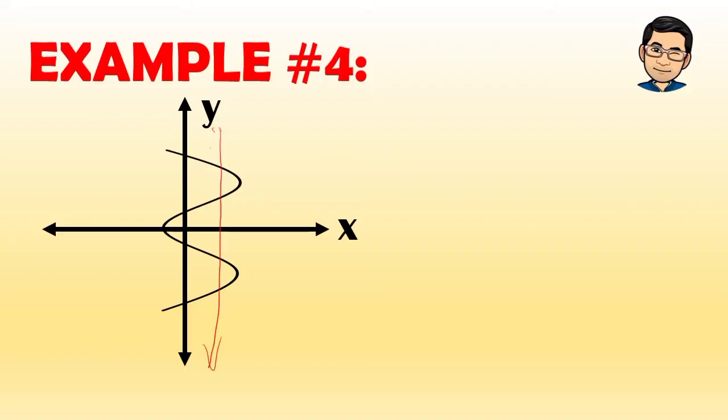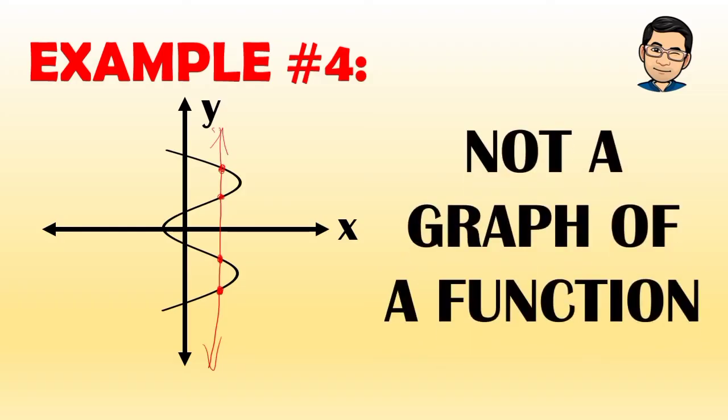Ayan. So, pagpasensyahan nyo na yung line. So, bilangin natin kung ilang beses niya in-intersect yung graph. 1, 2, 3, 4. So, 4 na beses niyang in-intersect yung graph. So, kapag ganun, pwede nating sabihin na this is not a graph of a function. Again, pag vertical line test, kailangan i-intersect niya yung graph at exactly 1 point.